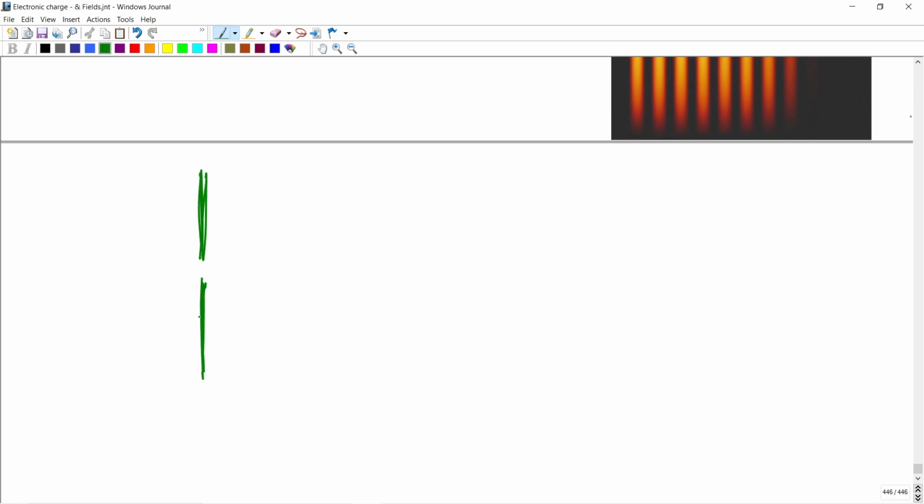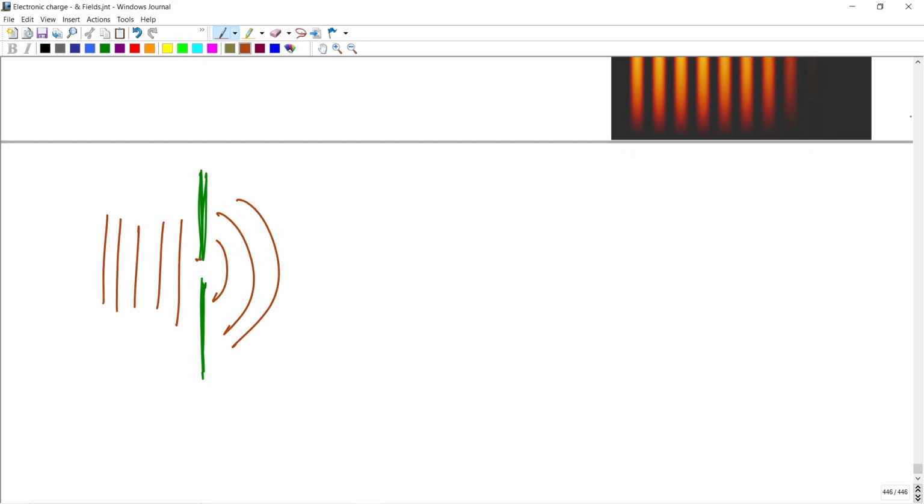This light source passes through this gap, this pinhole, and suppose the pinhole length is very small, that is a. Here I place a screen. Okay, we get some bright and dark spots obviously.